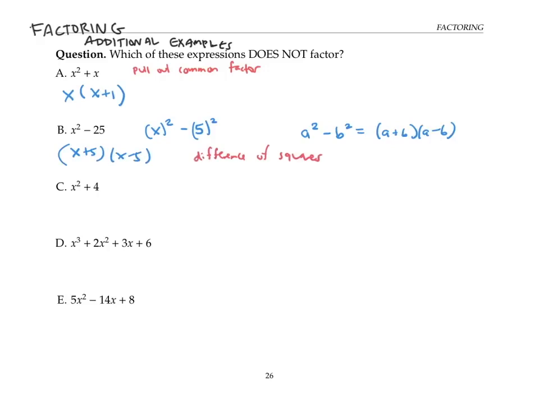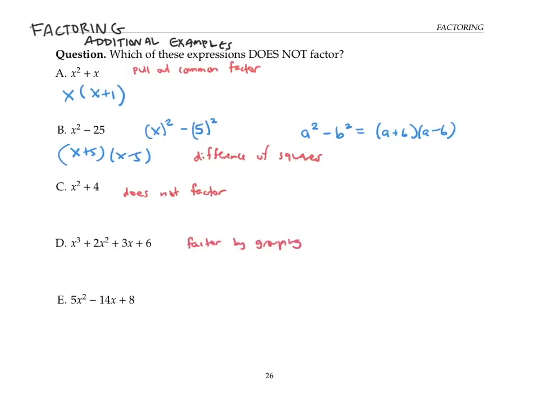The third one is a sum of 2 squares. There's no way to factor a sum of 2 squares over real numbers. So this is the one that does not factor. Just for completeness, let's look at the next two. This next one does factor by grouping.